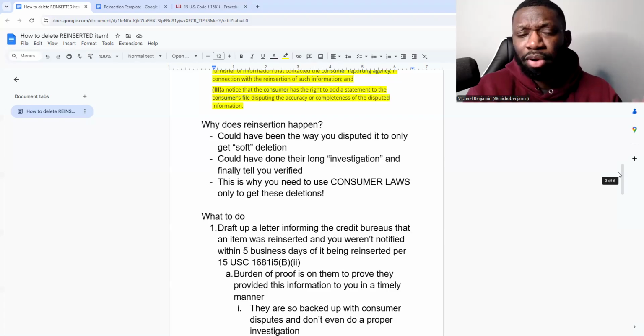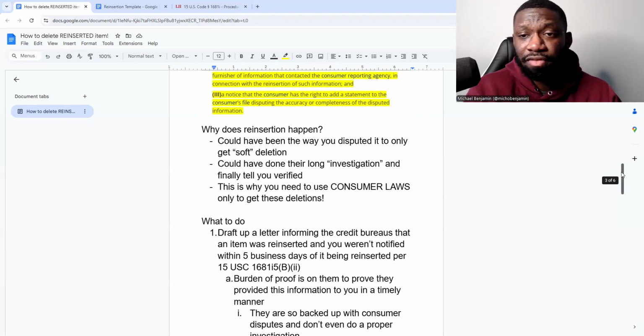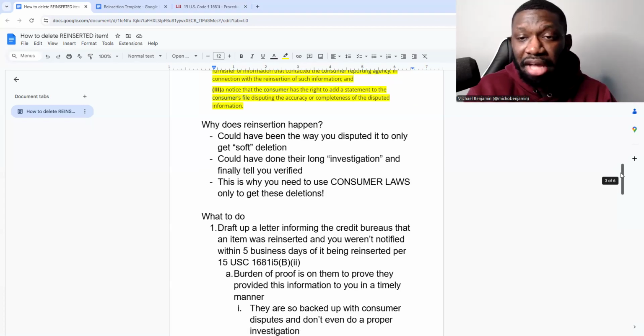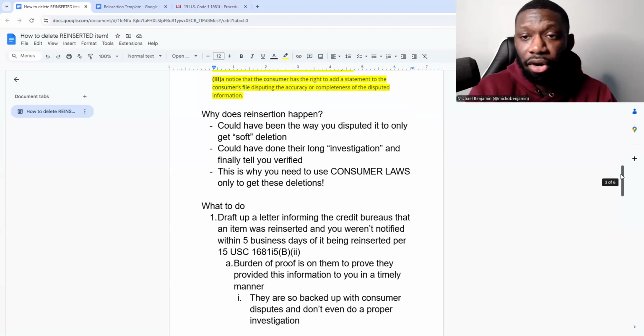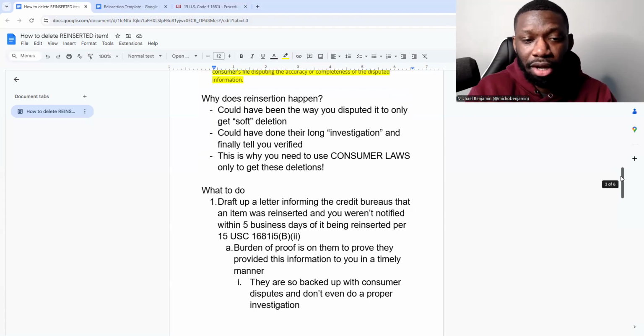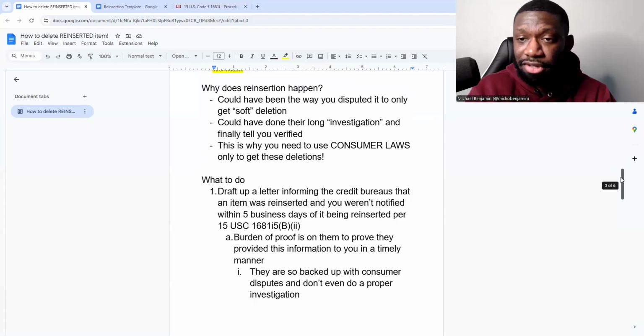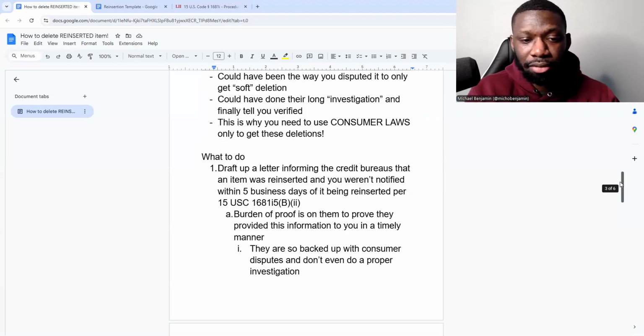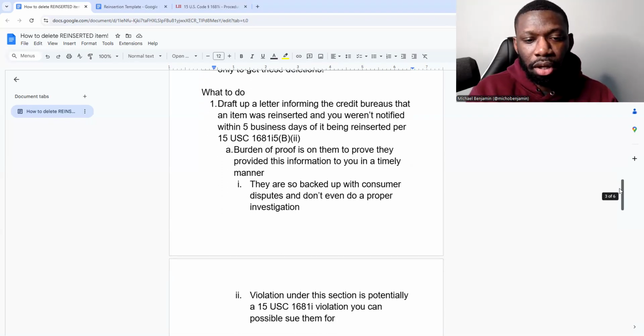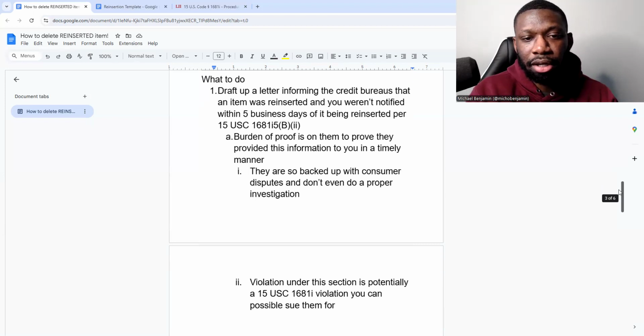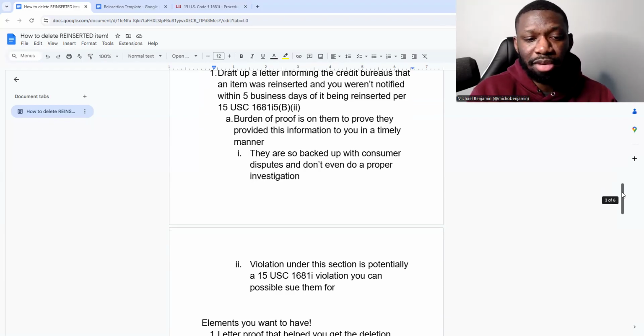That's the whole process of what's going on. These credit bureaus are backed up with so many consumer disputes that are always happening. A lot of them may be frivolous. A lot of them, like yours, if you're watching my YouTube, are going to be backed by the laws, by stuff that's actually the case. We're not going under saying sex trafficking, human trafficking, all that, right? We're using these consumer laws for stuff that has actual legal standing. All right, so yeah, violation under the section, it's potentially a 15 USC 1681i violation. You could possibly sue them for it, right? So just keep that in mind.